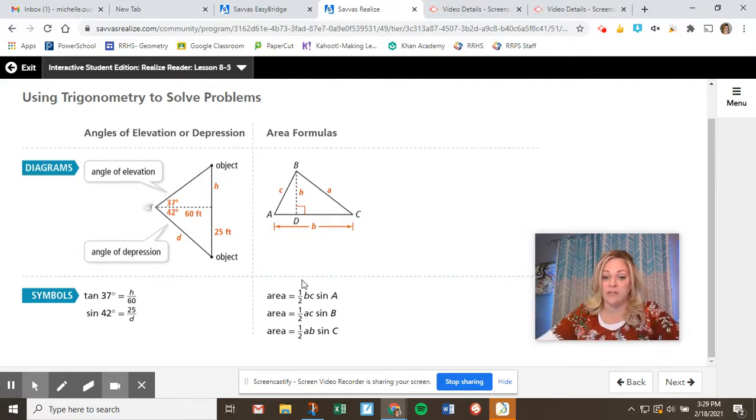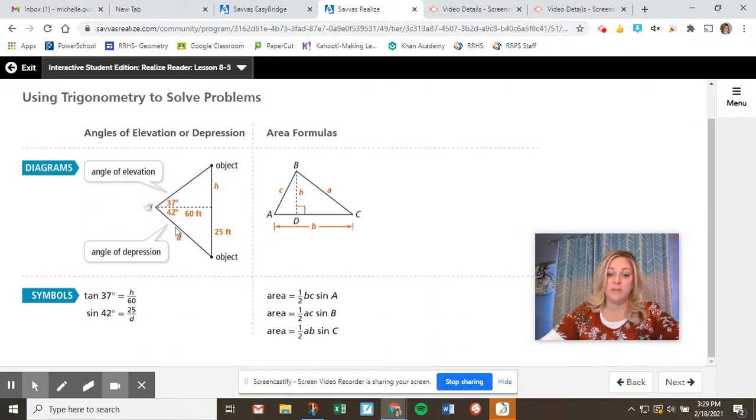Some teachers require you to use these formulas, and other teachers will just have you use trig to find all the missing parts of the triangle, or triangles, I should say, because there's 2, and then just do 1/2 base times height. So talk to your teacher about that.